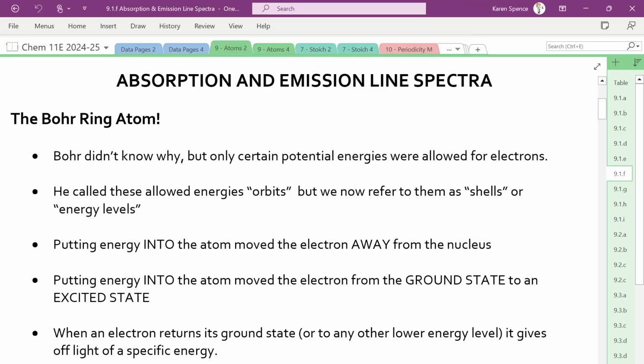Bohr didn't know why, but only certain potential energies were allowed for electrons. If you have very specific potential energies, what do we say about the energies of electrons? The energy of electrons is what? Quantized.